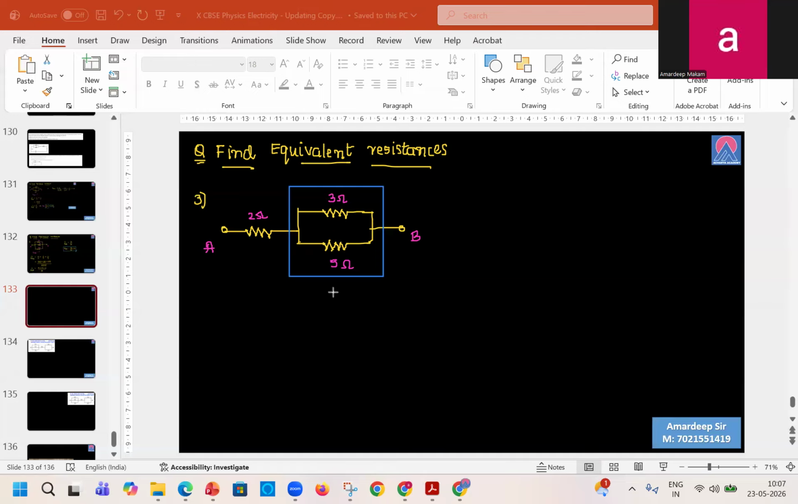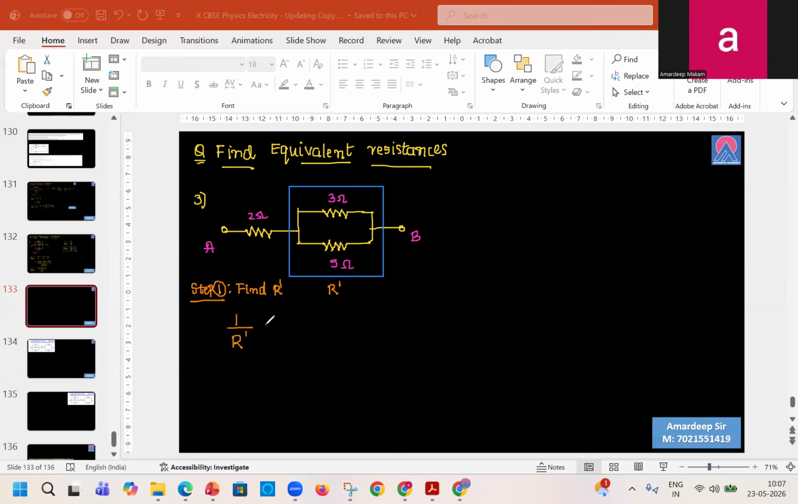Okay. So we can call this by any name, for our own benefit. We can call this entire thing, say, some R dash. Okay. So 1 upon R dash. So our step 1 will be find R dash. Are you getting? What is our step 1? Find R dash.